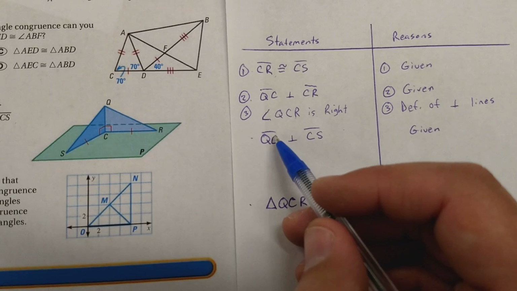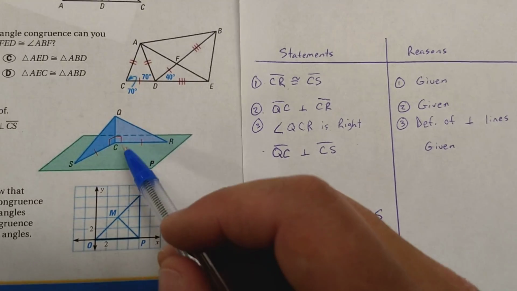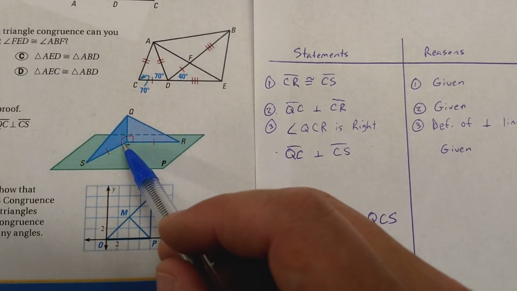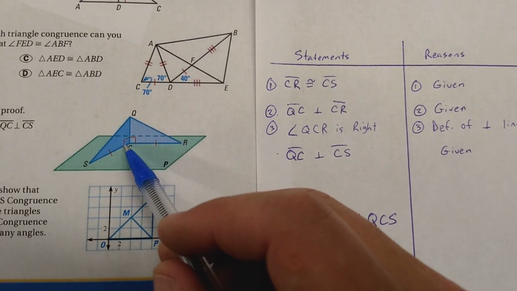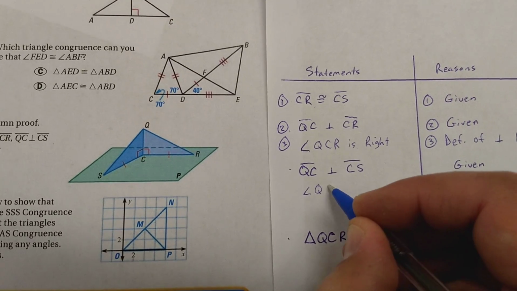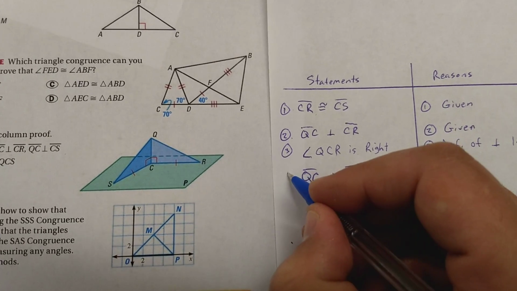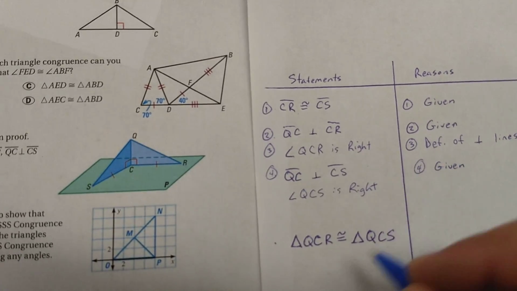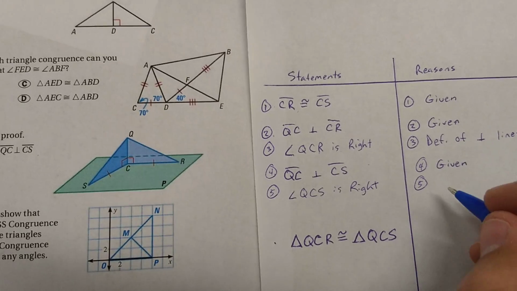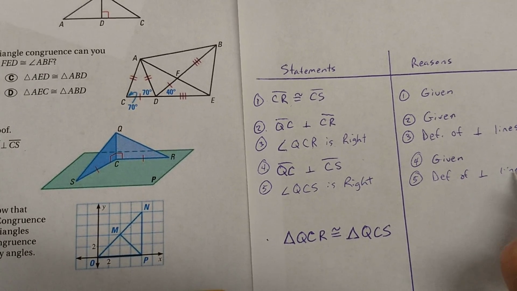Okay, the same thing is true about QC being perpendicular to CS. Here's QC, and CS. Those two lines are perpendicular, and again, this angle included is right. That's angle QCS. So angle QCS is right. Okay, so that was 4 and that was 4 given to us, and because we've got those perpendicular angles, I can say the fifth statement, angle QCS is right, because that is also the definition of perpendicular lines.